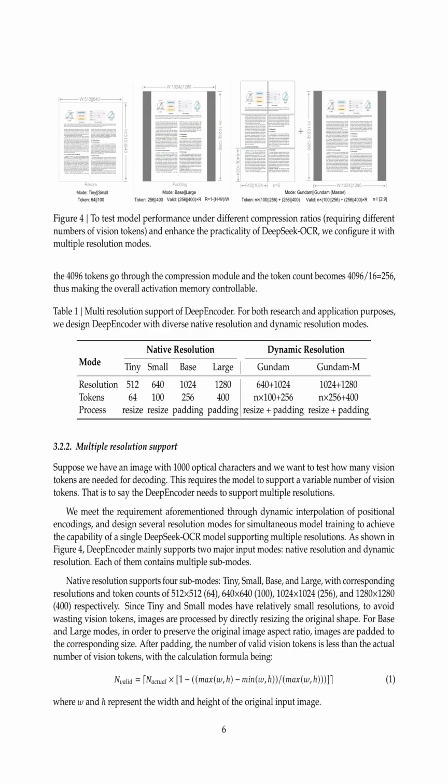Figure 4. To test model performance under different compression ratios, requiring different numbers of vision tokens, and enhance the practicality of DeepSeek-OCR, we configure it with multiple resolution modes. The 4096 tokens go through the compression module, and the token count becomes 4096/16 equals 256, thus making the overall activation memory controllable. Table 1. Multi-resolution support of DeepEncoder.